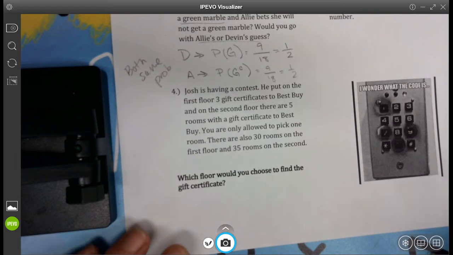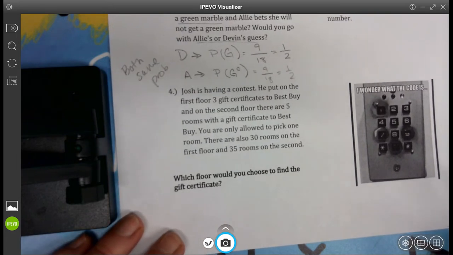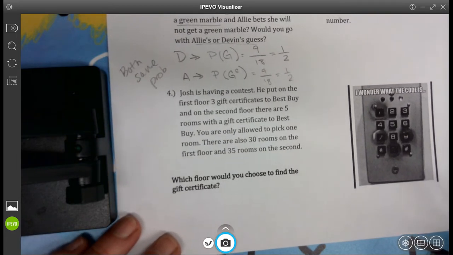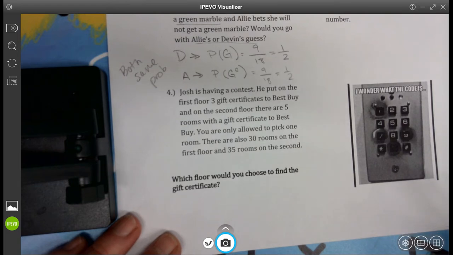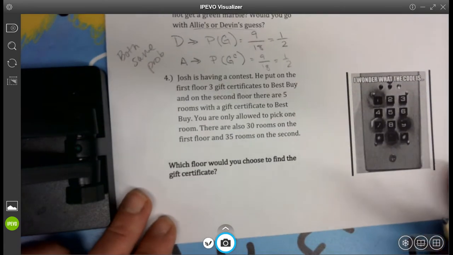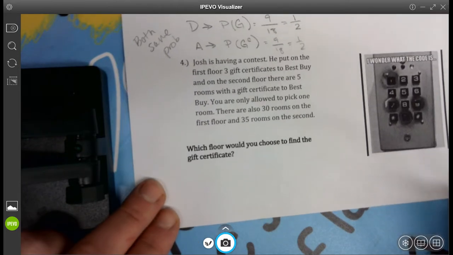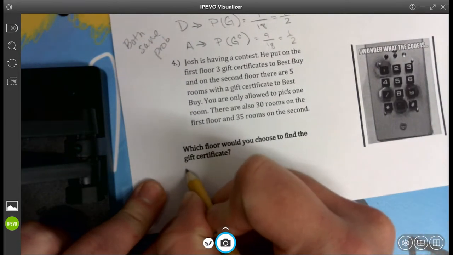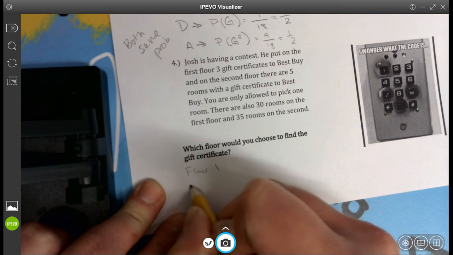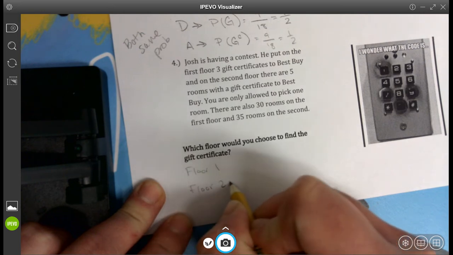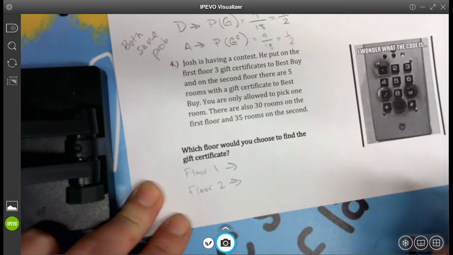It says Josh is having a contest. He's put on the first floor 3 gift certificates to Best Buy. And on the second floor, there are 5 rooms with a gift certificate to Best Buy. You are only allowed to pick one room. There are also 30 rooms on the first floor and 35 rooms on the second. Which floor would you choose to find the gift certificate? So if we have floor 1 versus floor 2, which one would you go with? Which floor to pick a room?